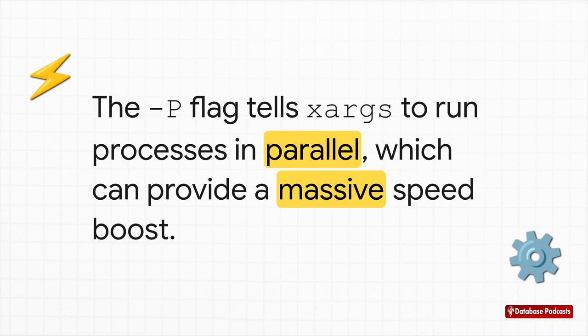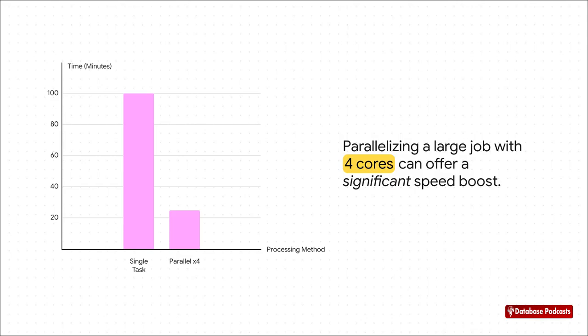By adding just one simple little flag, -P4, we're telling xargs to launch up to 4 processes at the exact same time. So instead of grinding through your files one by one, you're now using multiple CPU cores to get the job done in parallel. Each one is just chugging away on a different batch of files. And the impact on your total runtime can be absolutely staggering.